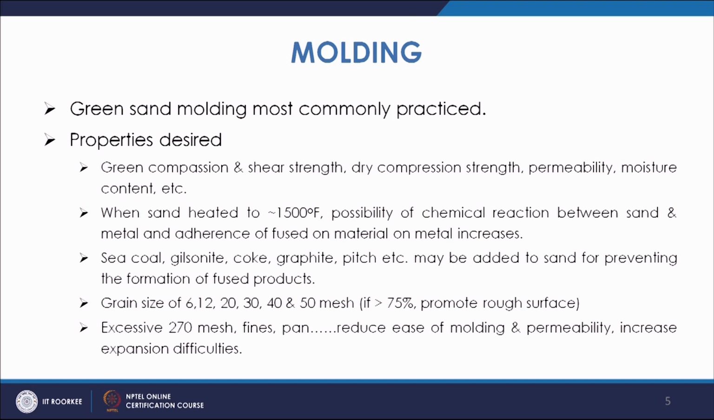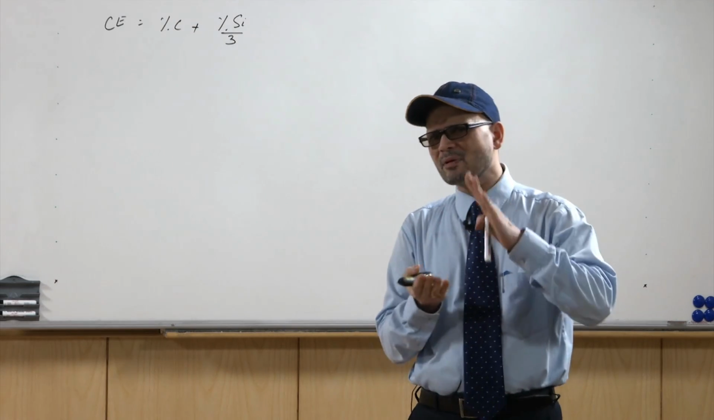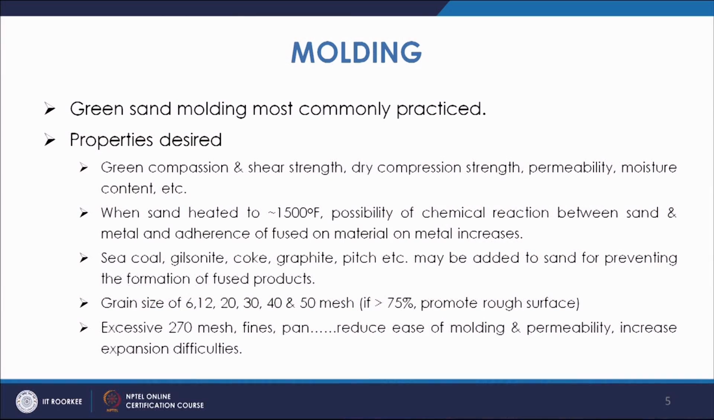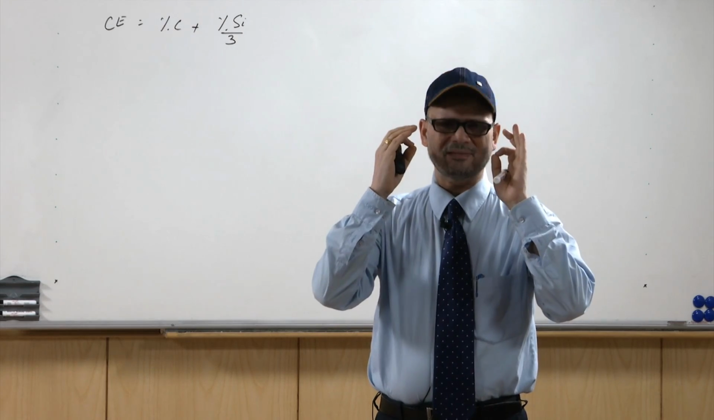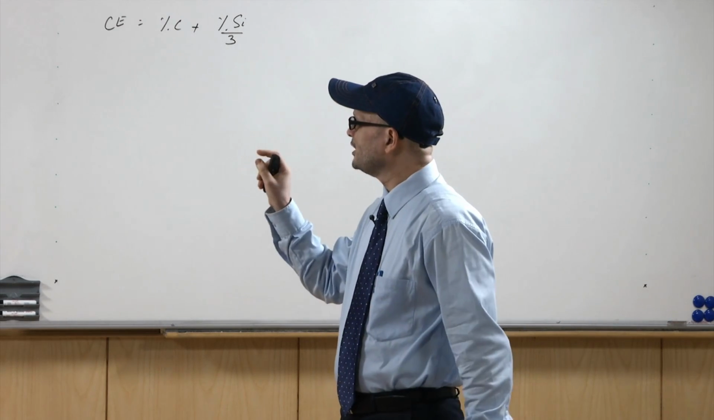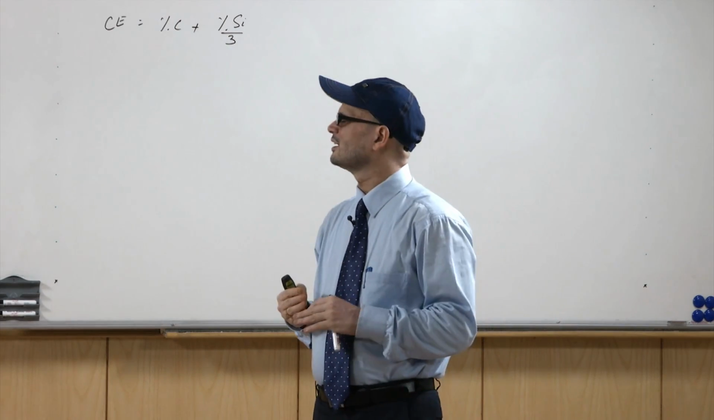Now, what happens when sand is heated to about 1500 degrees Fahrenheit? In that case there is a possibility of the sand-metal reaction, and because of that there may be fusion of the sand particles on the casting surface. That fusion has to be minimized, but it is a process which inevitably takes place, and that is why the surface has to be cleaned. To minimize this burning on, you provide certain additives like sea coal, gilsonite, coke, graphite, pitch. All these are added as additives in the sand, so that this fused product formed on the surface can be avoided.